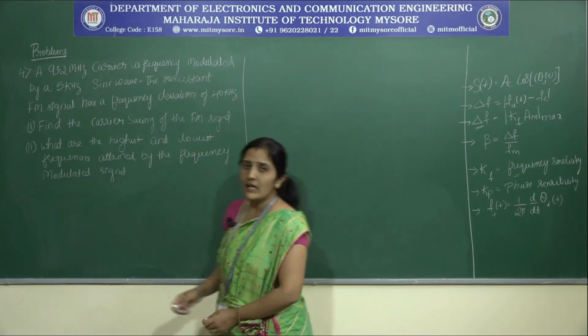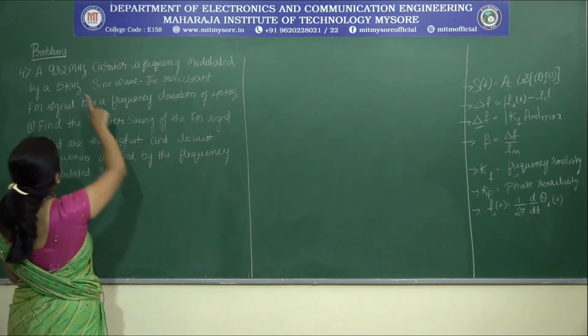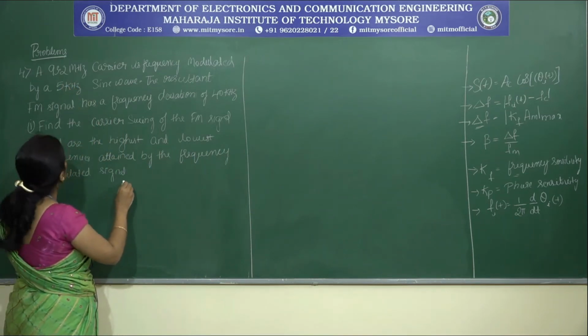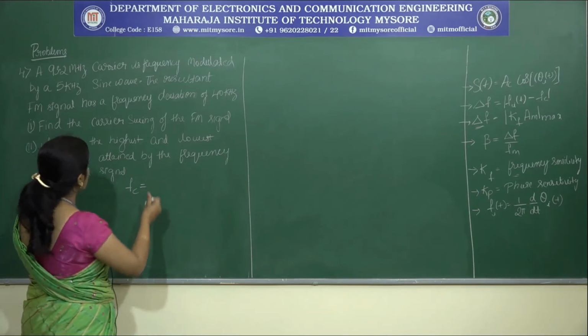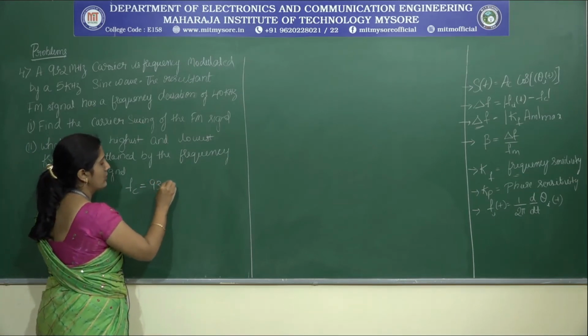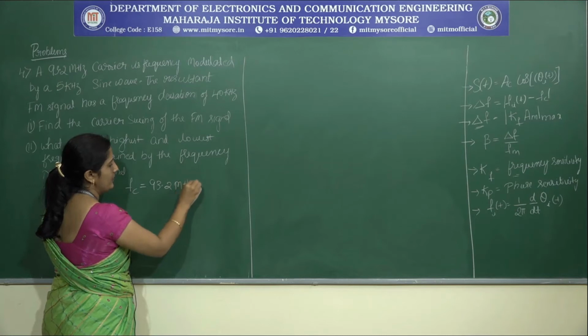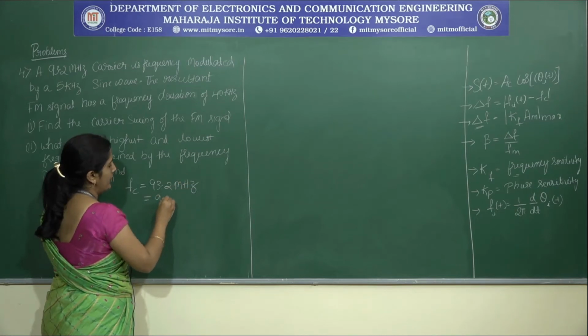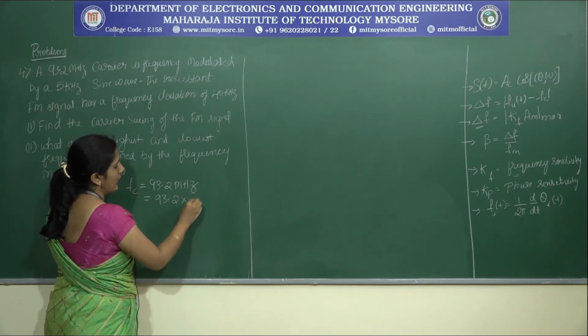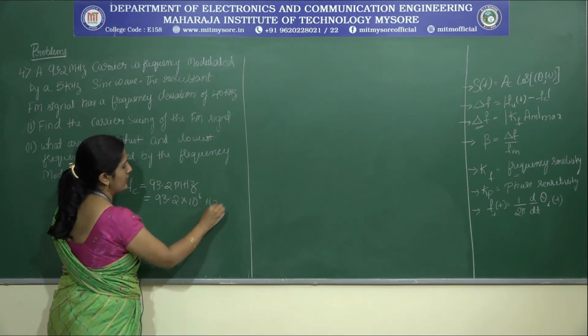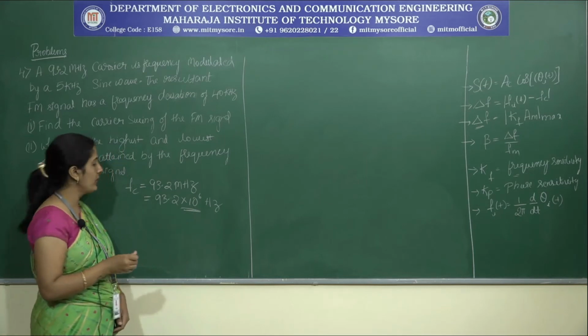Now what are the things they have given here? So here this 93.2 is nothing but our what? Carrier frequency, that is 93.2 megahertz. This one we can write like this, 93.2 into 10 power 6 hertz. This is our carrier frequency.